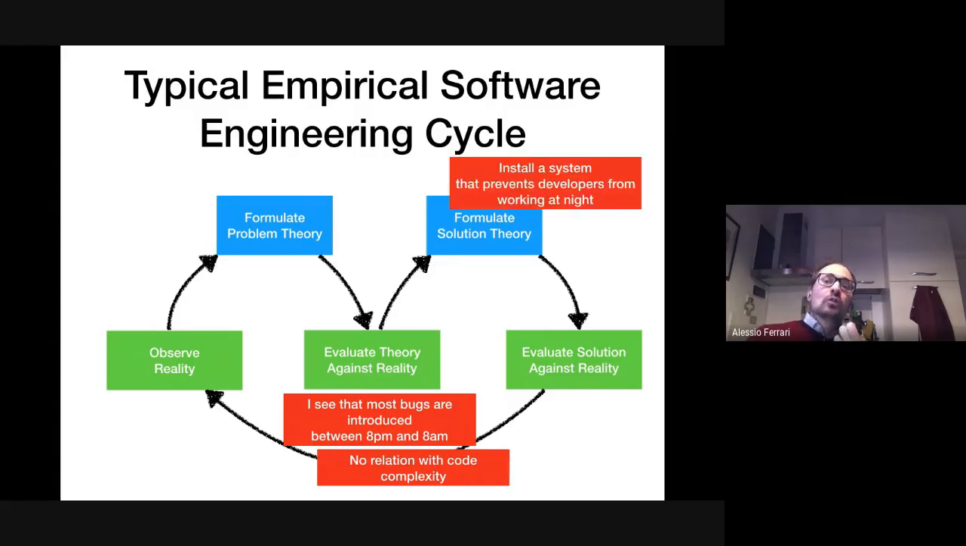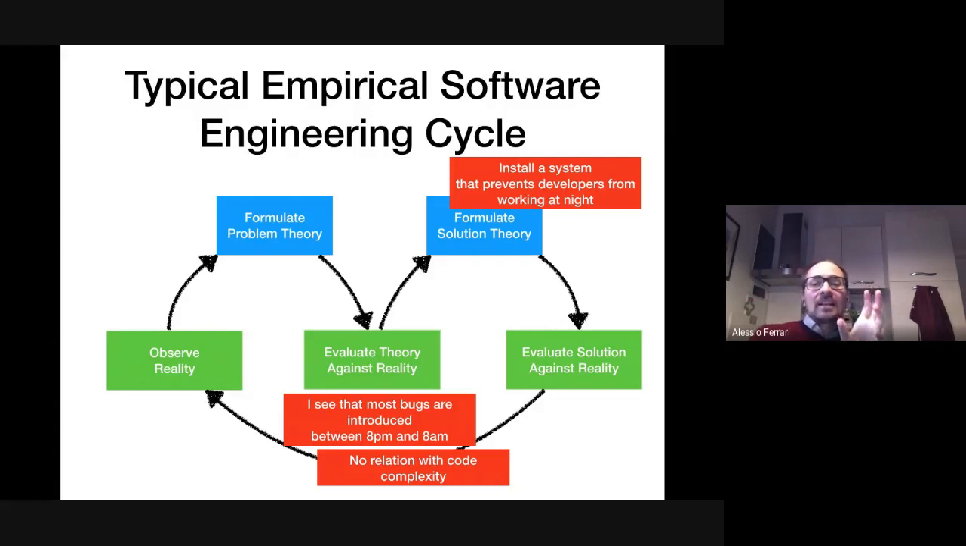I want to solve this problem by basically preventing developers from working at night. I see the bugs are at night, so let's put a system that does not allow them to work at night. They don't stay at the office at night, and they cannot upload the software from home at night. So they cannot work between 8 p.m. and 8 a.m. This is a constraint that I want to enforce.